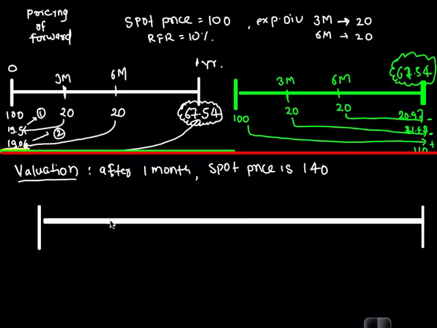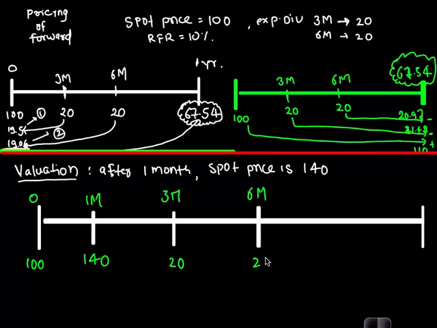If the question says calculate value at time 0, what was the value of the stock? 100. Today's value is how much? In 1 month? 140. In 3 months, how much dividend? 20. 6 months? 20. We have already entered into a forward at what rate? 67.54. The question is asking us to find out what is the value of the forward. So do one thing, take this 100 forward for 1 month.